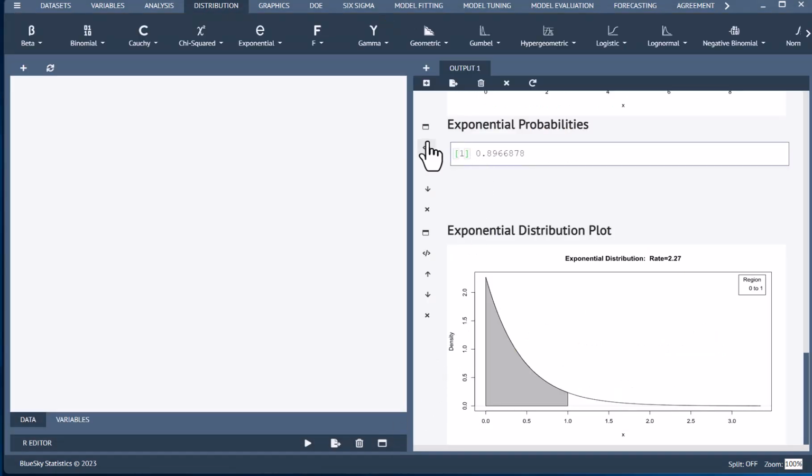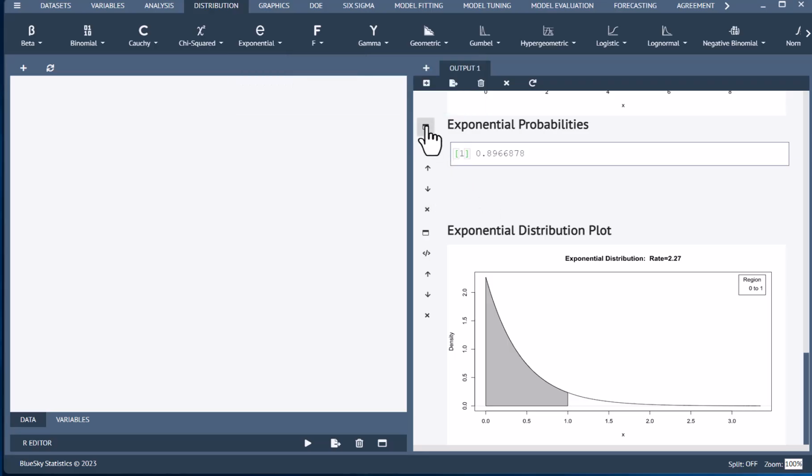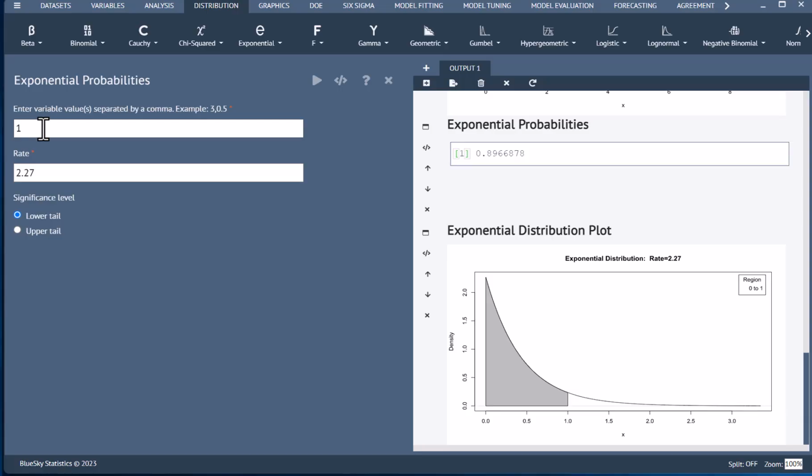First of all, BlueSky can calculate exponential probabilities. You pick distribution, you drop down exponential, and you pick exponential probabilities. We've done that for our problem. We want to know the probability of one or more accidents at the intersection when we have an average of 2.27 per month. And when you run this calculation, when you execute this dialog, you get this number from BlueSky, 0.8967, roughly 90%.